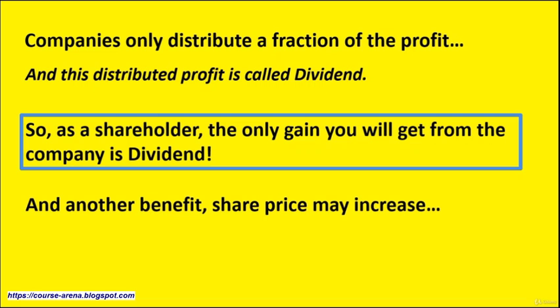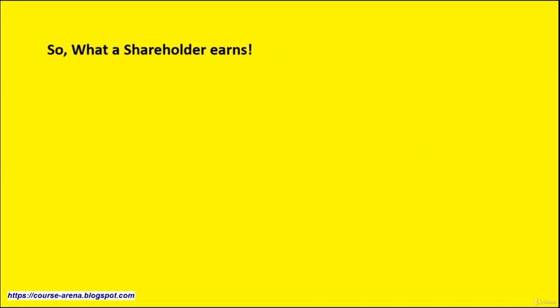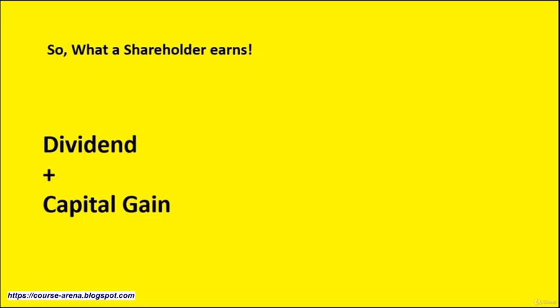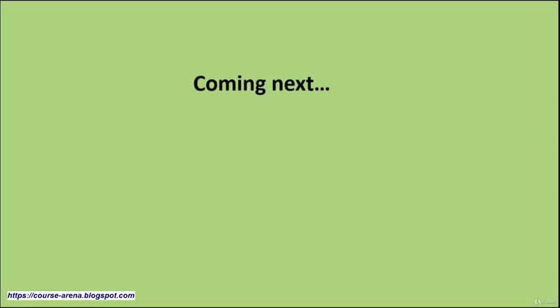So the share that you just purchased for $200 at the beginning of the year may be trading at $210 at the end of the year. So you can sell this share to other investors and earn this 10 extra dollars, and this gain is called capital gain. So the increase in the share price is called capital gain. So what exactly does a shareholder earn from a company? The first is dividend and the second benefit is capital gain, and these two combined together, dividend plus capital gain, is called total shareholder return. We are going to do an example of total shareholder return.